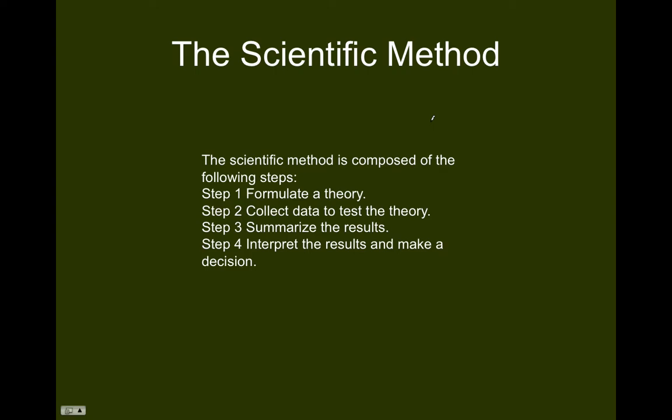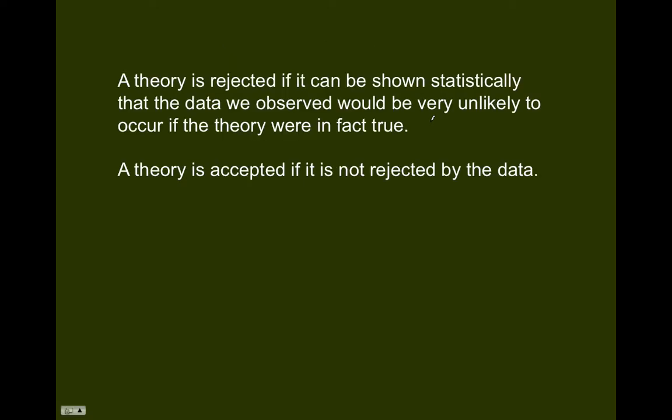Once we formulate a theory, then we go out and we collect data. The purpose of the data is to test the theory. The third step is to summarize the results. And then the fourth step is to interpret the results and then make a decision. Now, we say a theory is rejected if it can be shown statistically that the data we observe would be very unlikely to occur if the theory were in fact true. A theory is accepted if it is not rejected by the data.